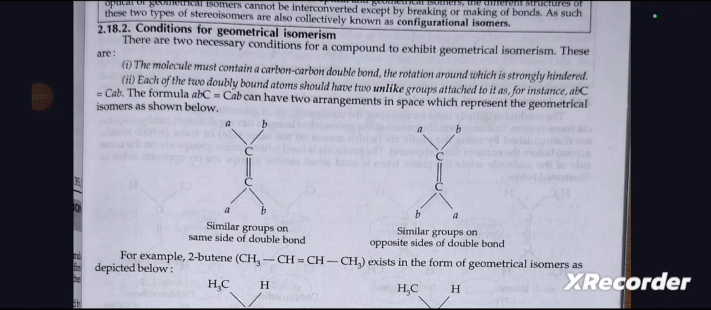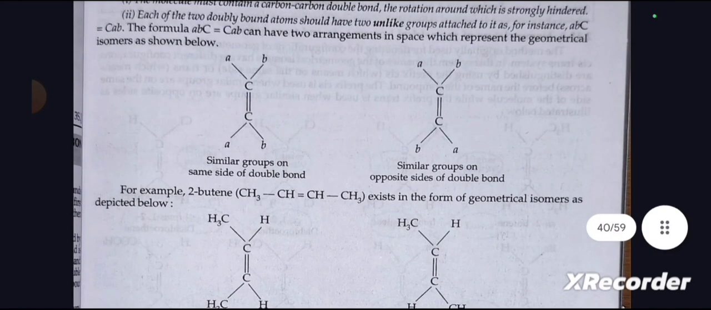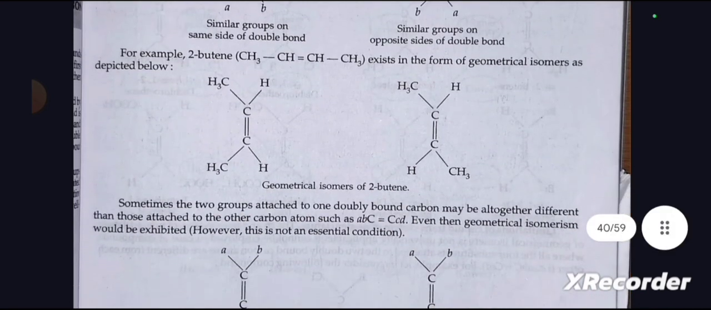have two unlike groups attached to it, as for instance ABC=CAB. The formula ABC=CAB can have two arrangements in space which represent the geometrical isomers as shown below. A, C, B, double bond, C, A, B: similar groups on the same side of the double bond. A, B, C, double bond, C, B, A: similar groups on opposite sides of the double bond.